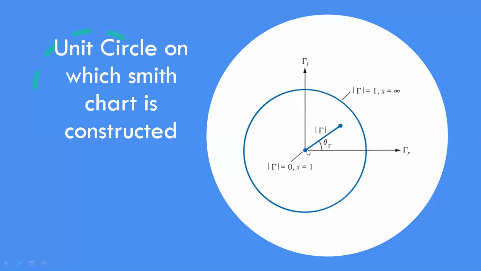This is the center point of this circle. The center of this unit circle is gamma equal to 0 and S equal to 1. If you move away from the center towards the outer side, gamma continuously increases up to gamma equal to 1, and parallelly the SWR also continuously increases.